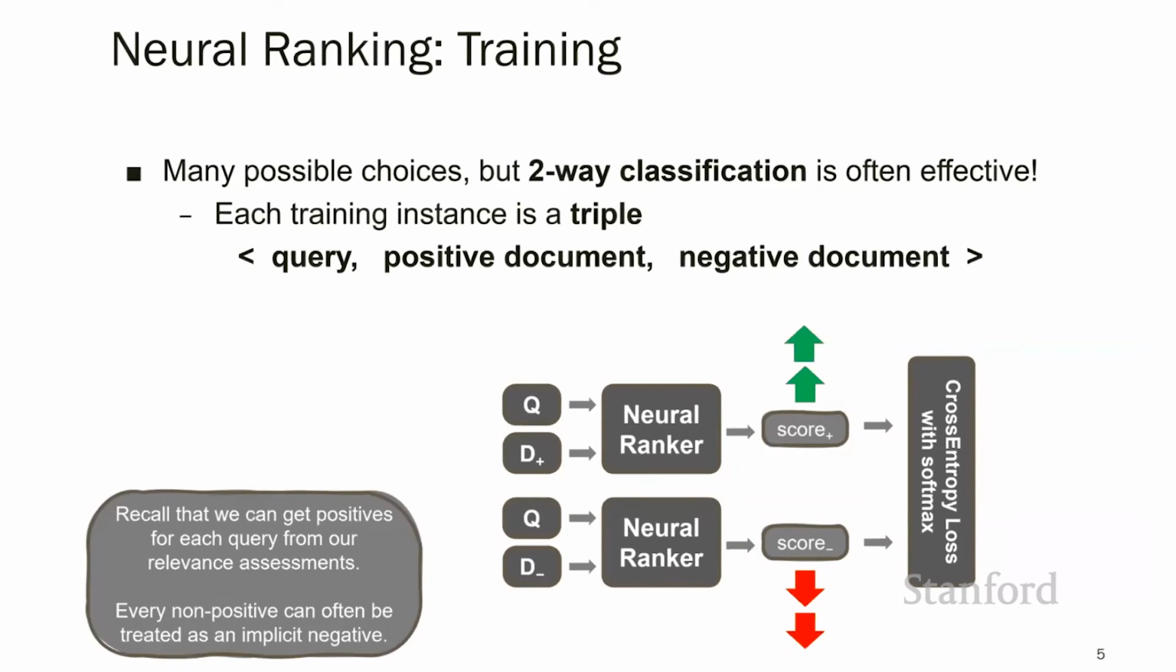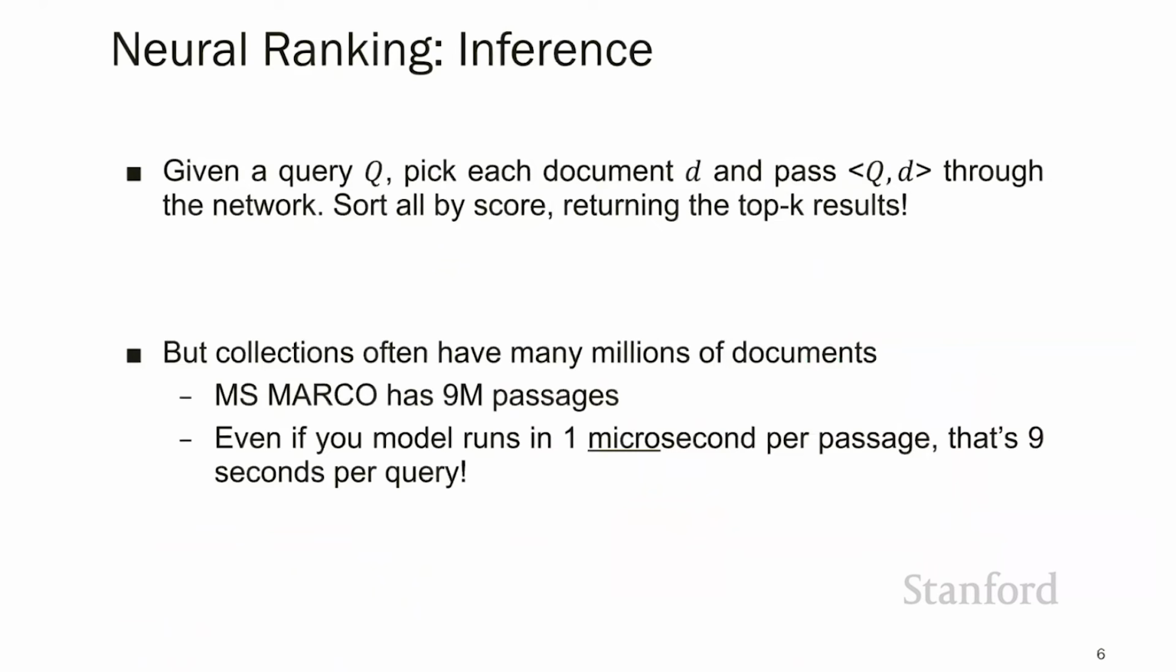Recall that we can get positives for each query from our relevance assessments, and that every document that was not labeled as positive can often be treated as an implicit negative. So we could use this in generating triples for two-way classification training for our neural ranker. Once our neural ranker is trained, inference, or actually conducting the ranking, is very easy. Given a query, we'll just pick each document, pass the query and the document through the neural network, get a score, and then we'll sort all of the documents by score. And this will give us the top K list of documents.